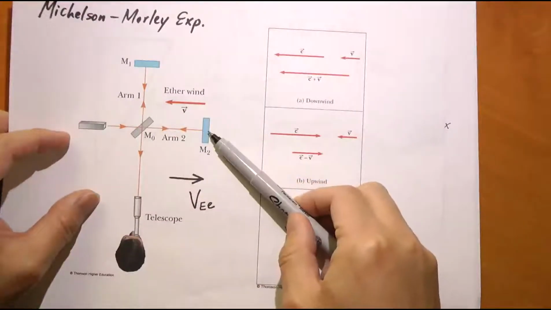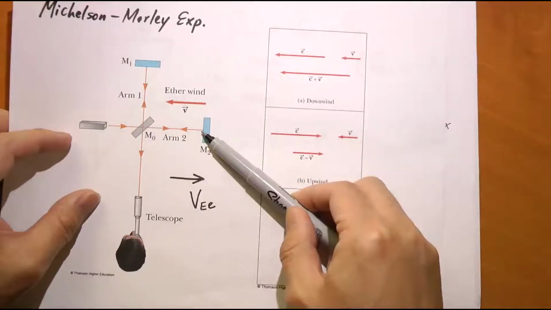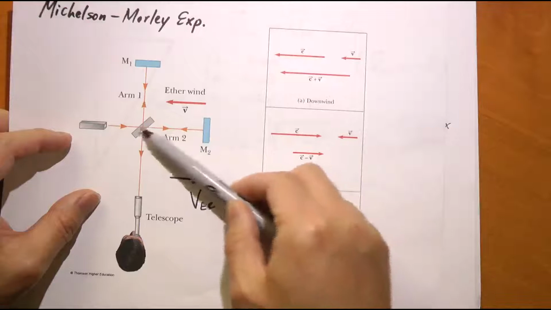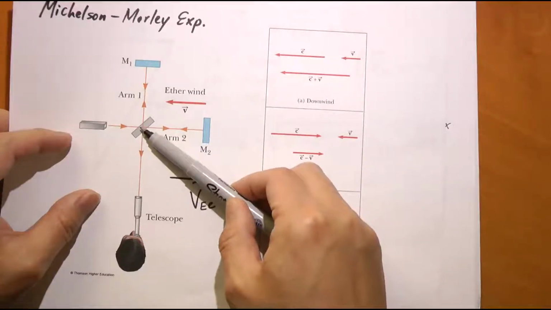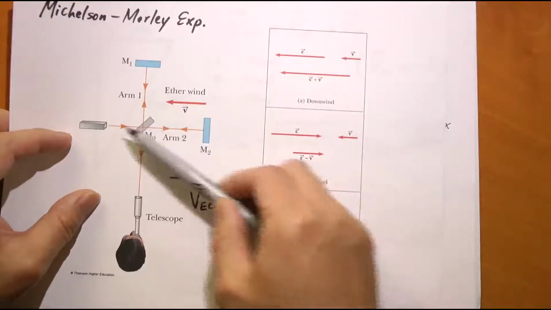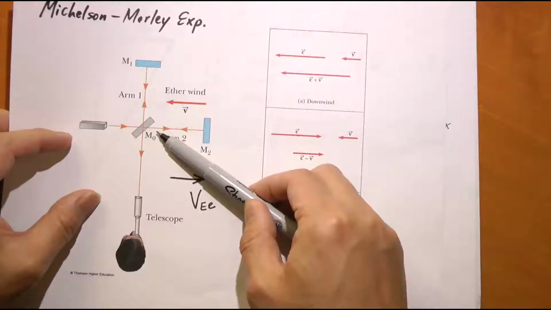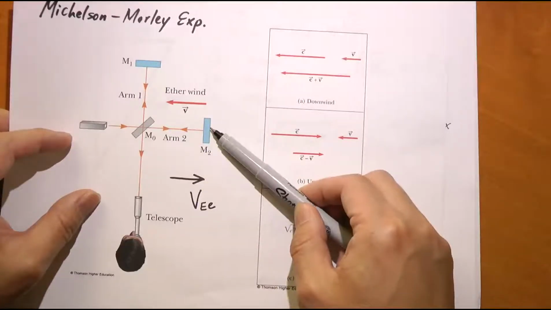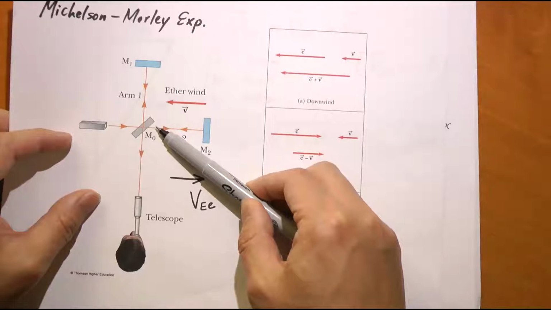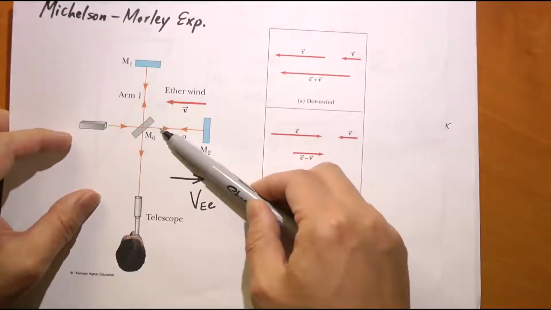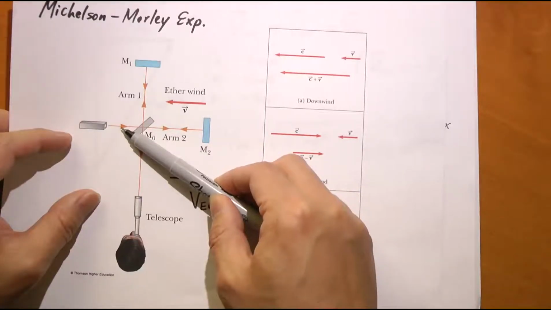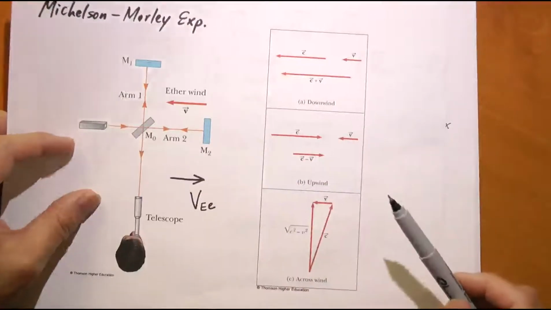But if you look at the speed of the beam relative to Earth going through arm 2, on its way there, it is riding on Earth, which is moving relative to ether. So it's like shooting a beam forward while you move forward. So the speed relative to ether is c plus v. Going back though, relative to Earth, the Earth is trying to escape that beam of light. So it's c minus v.